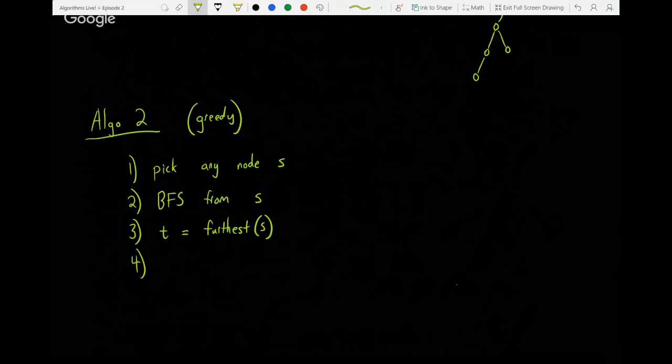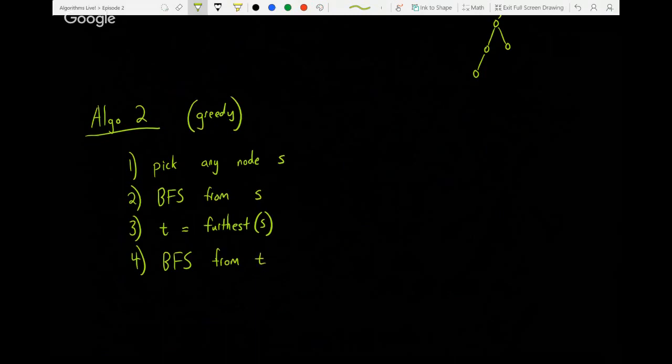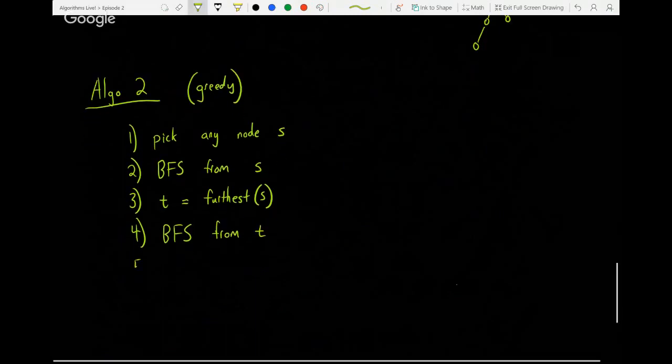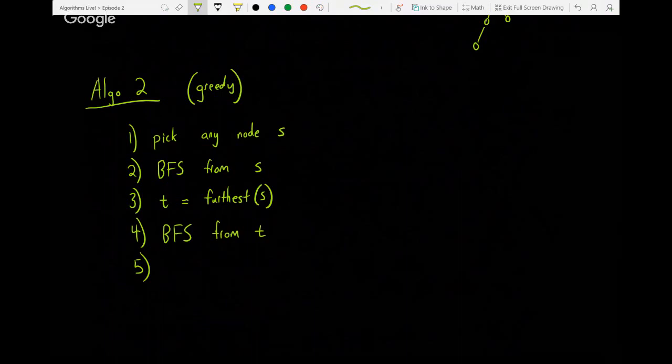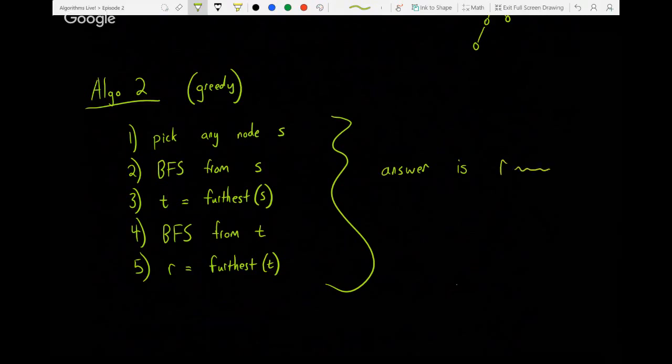And then we run a BFS from T. And then we ask, well, what's the furthest node from T? Well, I'll say, that's R. All right, you do all that, and this is the answer. So the answer is R to T is a diameter.